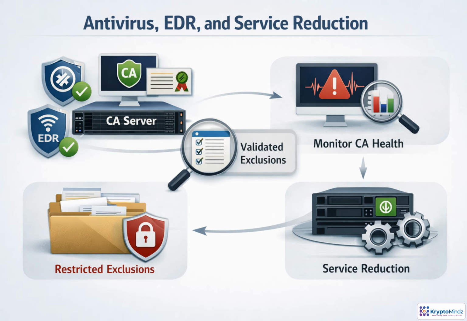Certificate authorities must be protected, but they also must be stable. Run antivirus and EDR on CA servers, but follow your vendor's exact exclusions for ADCS binaries, logs, and database files. Keep exclusions as narrow as possible. Overly broad paths become blind spots attackers love. Each time you update an agent or policy, verify that CA issuance and publishing still work as expected. Also remove or disable non-essential services to shrink the attack surface and simplify operations.